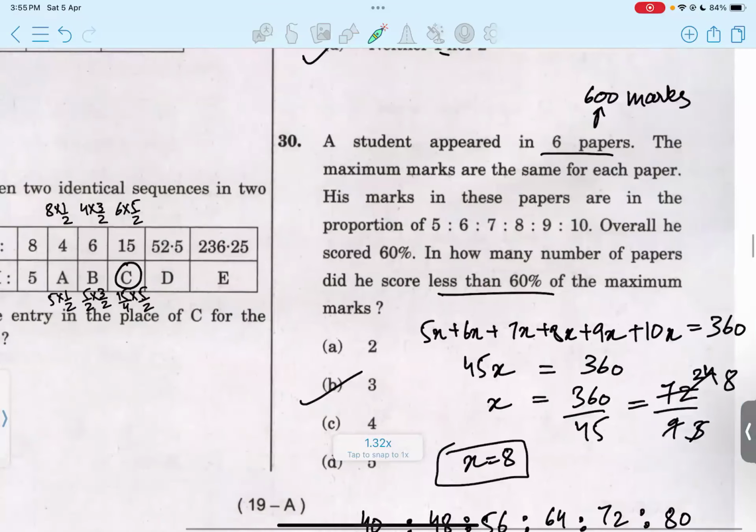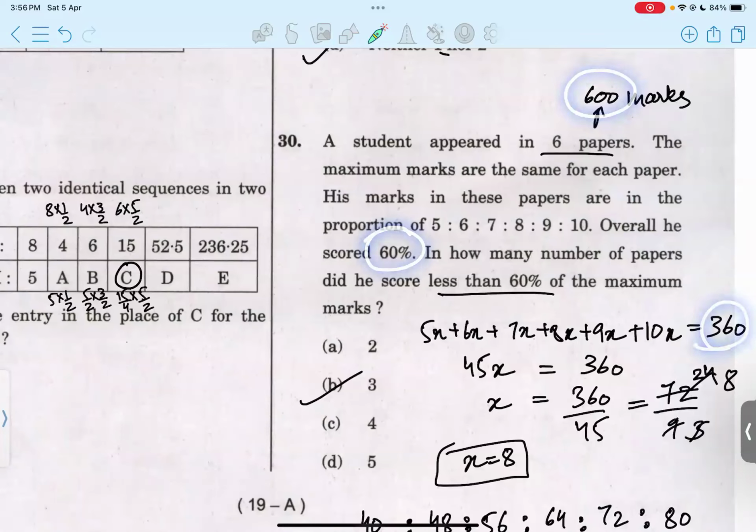So question number 30, a student appeared in 6 papers. Maximum marks are the same for each paper. So I assume that each paper has maximum marks of 100. So for 6 papers, it would be 600. Why am I assuming this? Because the answer is asked in terms of percentage, so you can assume any number for ease of calculation. His marks are given in terms of this ratio. Overall, the person has scored 60%. So 60% of 600 would be 360.